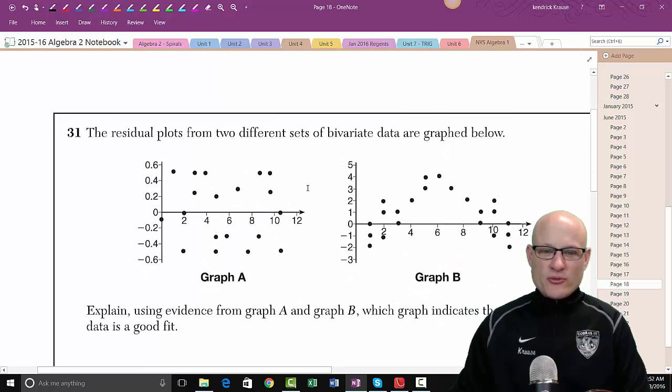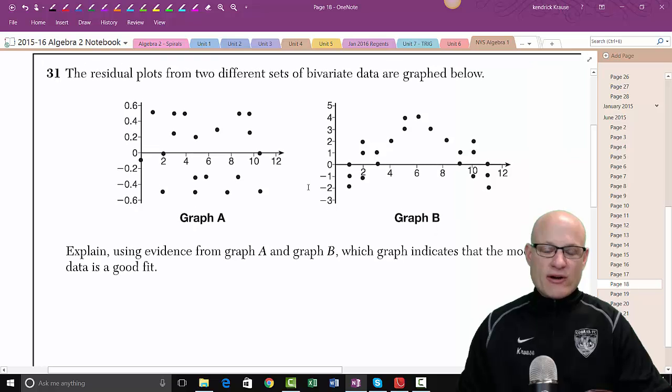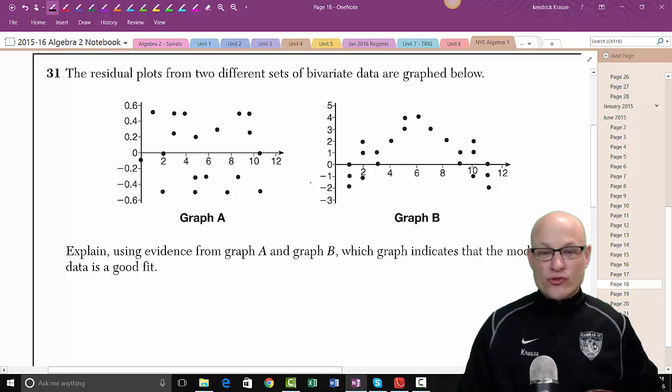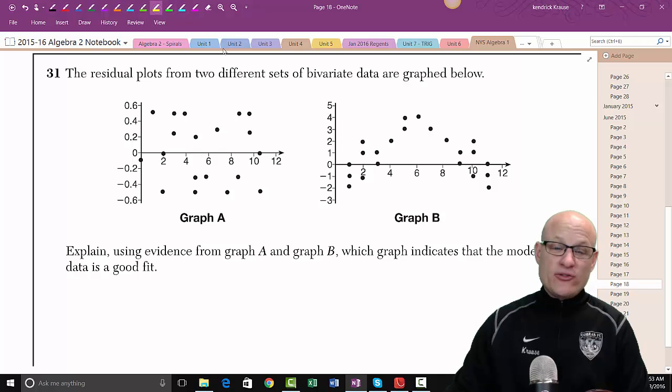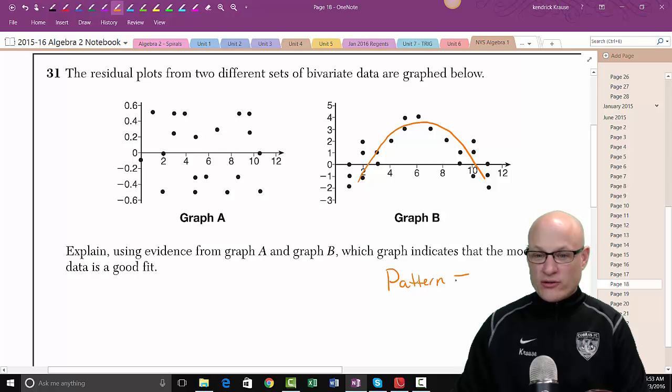So the residuals from a plot of 2 sets of bivariate data are graphed below. You got graph A, which is all over the place, and you've got graph B, which appears to have a pattern. And normally, patterns equals no good. So if we see a pattern, see how we have like this parabolic pattern? Right? So pattern for you is going to equal no good.